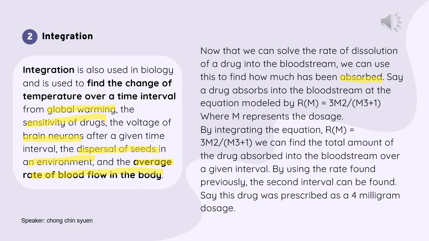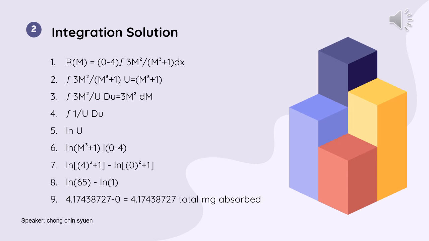Say a drug absorbs into the bloodstream at the rate modeled by R equals 3m squared over m cubed plus 1, where m represents the dosage. We can then find the total amount of drug absorbed into the bloodstream over a given time interval by integrating the whole equation. In this slide, I will explain how to find the total amount of drug absorbed using the equation R equals 3m squared over m cubed plus 1. Say this drug was prescribed as a 4 mg dosage and u represents m cubed plus 1.